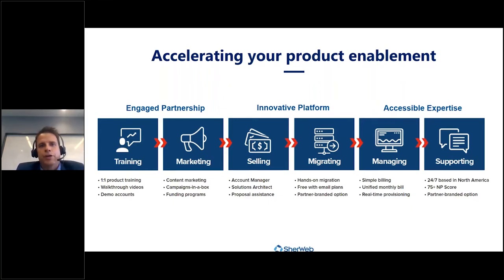So through the API integration that we have with Microsoft, when you create, for example, a new Office 365 tenant and subscription on the SureWeb Partner Portal, within seconds, that tenant is provisioned on the Microsoft side, and you can already jump into that Office 365 portal, start creating users and assigning services and performing additional administrative tasks.